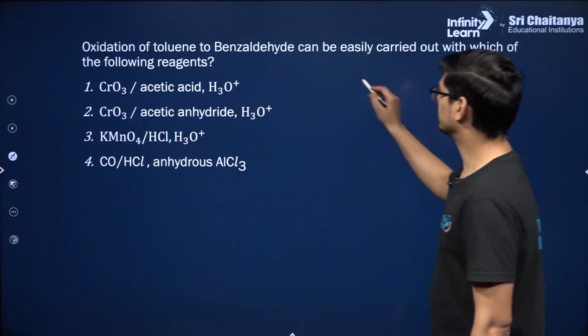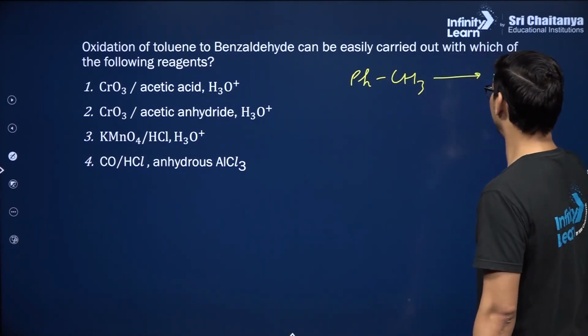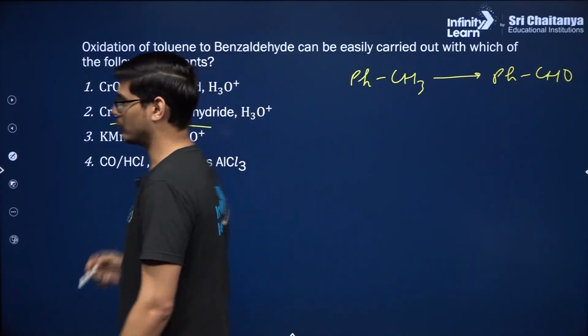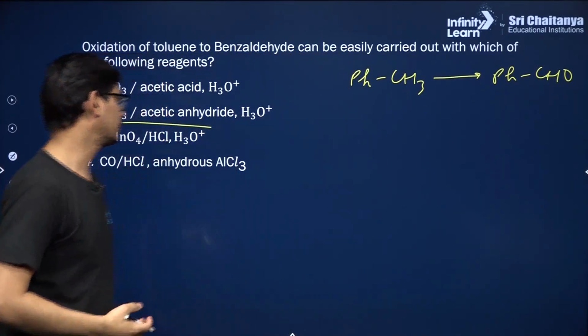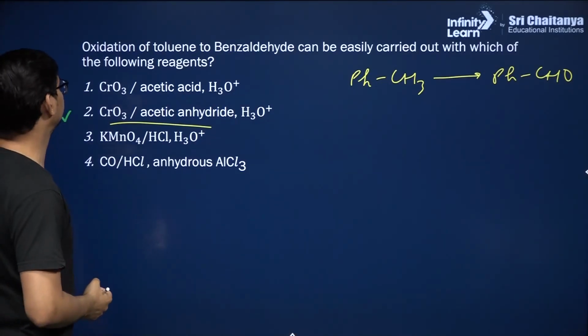Oxidation of toluene, that is PhCH3, to benzaldehyde, that is PhCHO, can be accomplished by the reaction with chromic anhydride in acetic anhydride, followed by hydrolysis. A simple reaction from the NCERT book.